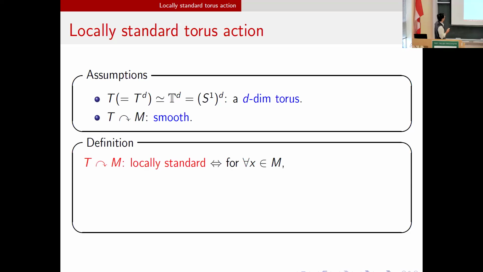What is a locally standard torus action? It is defined as follows. For any point of the manifold M, say this point is X, X satisfies the following two properties. The first property is that its isotropy subgroup is a subtorus. It means that it's connected, because T is an abelian group, so its connected subgroup is a torus. This means that no finite group appears in the isotropy subgroup. This is the first condition.